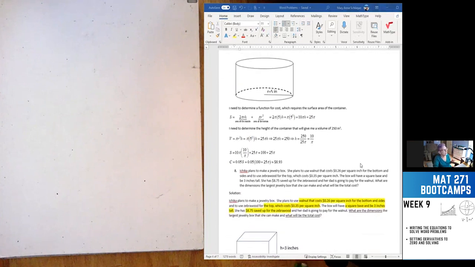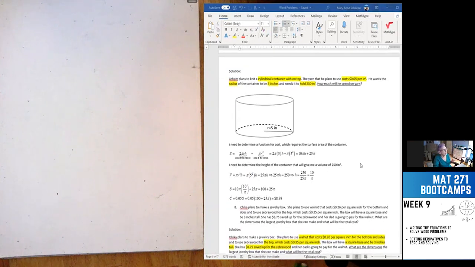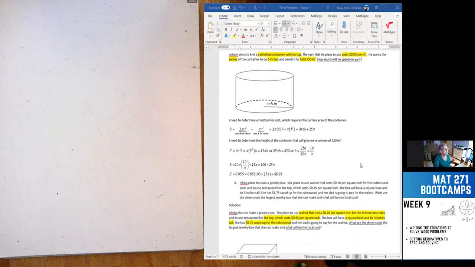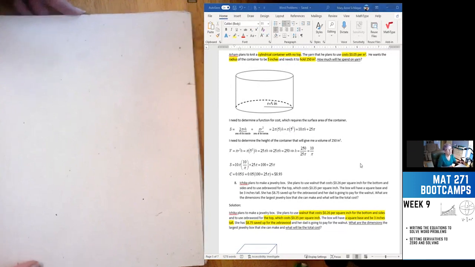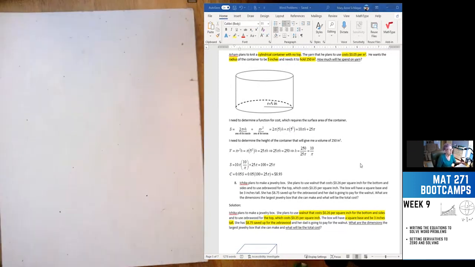Okay. So we have a knitter. Now a chica is going to make a jewelry box. She's going to use walnut that costs 26 cents per square inch for the bottom and sides, and use zebra wood for the top, and that costs 35 cents per square inch. It's going to have a square base and be 3 inches tall.